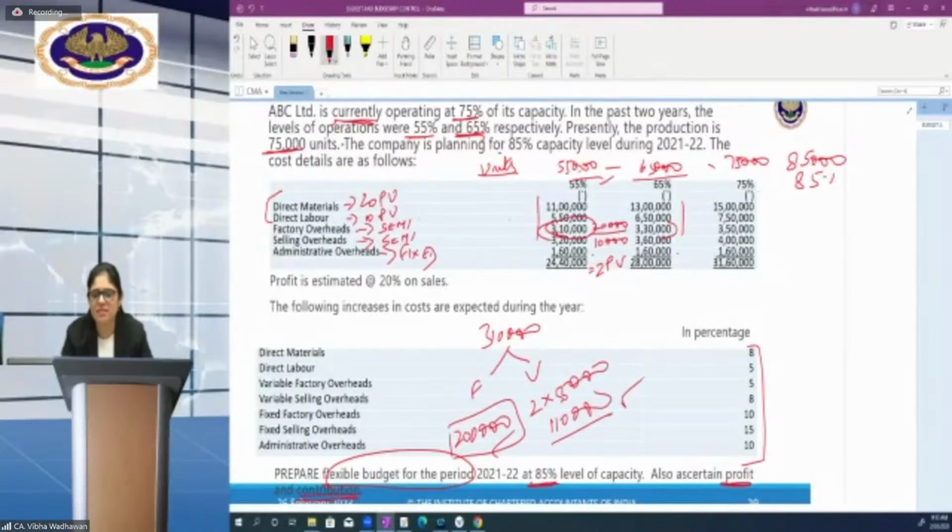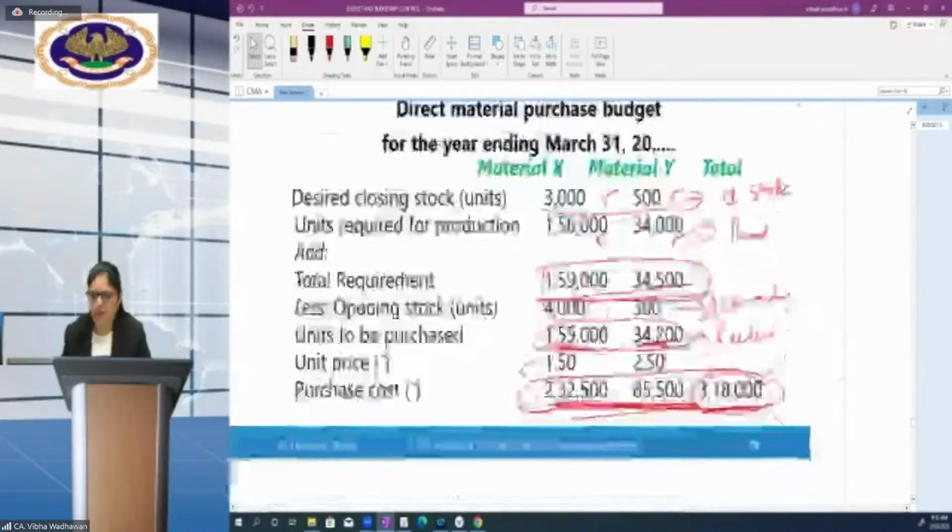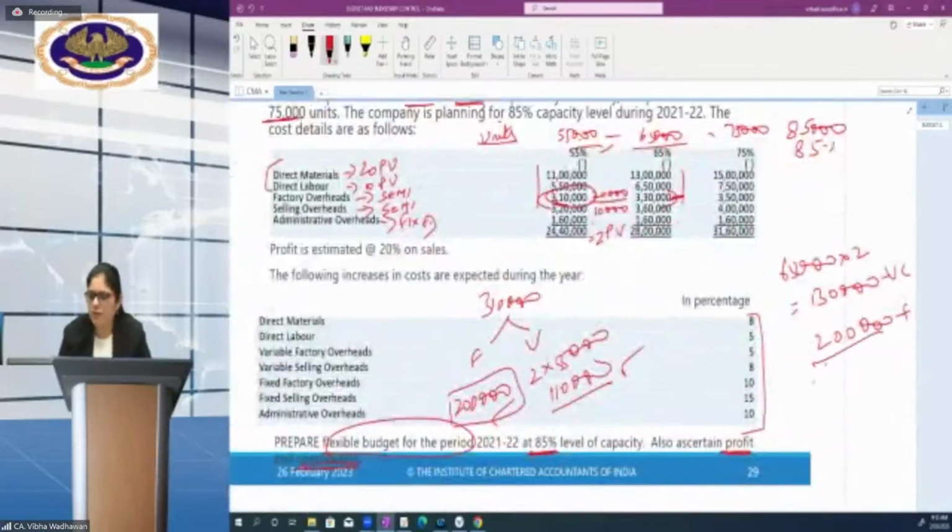You can check this exercise for the other level of output also, 3,30,000. You can check 65,000, the number of units into 2, that comes out to 1,30,000, that is variable. Fixed cost has to be fixed at 2 lakh. So if you can see, it will come out to 3,30,000. All right. So this is the way we split between fixed and variable. We calculate the variable proportion and the balance comes out to be fixed. I hope there should be no doubt how we split the fixed and the variable. All right. I hope this is clear to you.